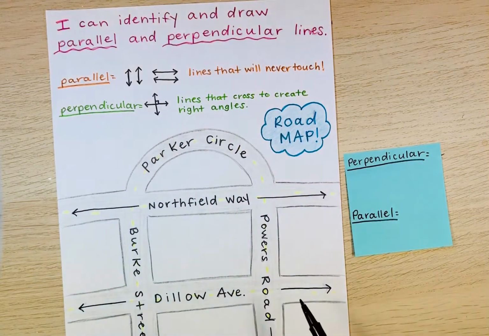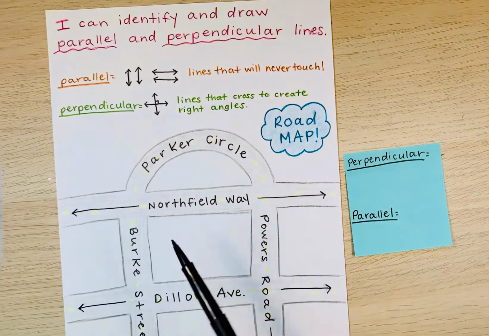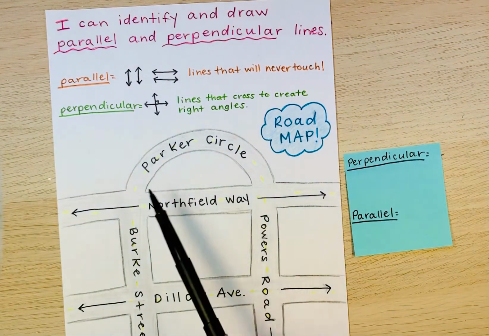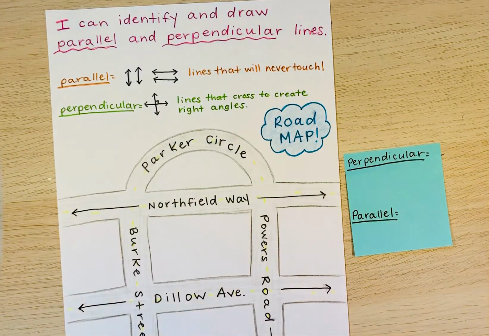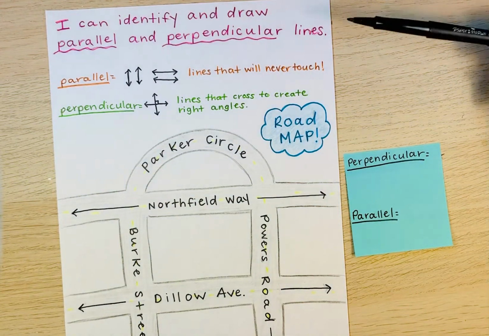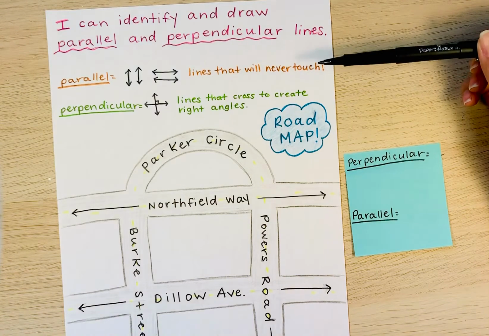Today we're going to be taking a look at a road map, and we are going to identify the streets that are perpendicular to one another and also parallel. So we have Powers Road, Dillow Avenue, Burke Street, Northfield Way, and Parker Circle. Let's first take a look at the parallel lines. Remember, they're lines that will never touch.